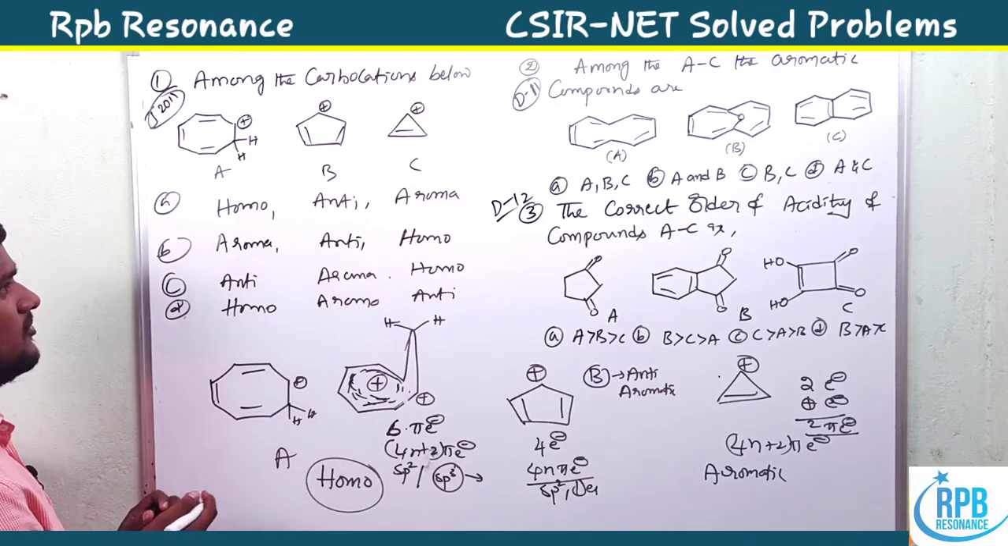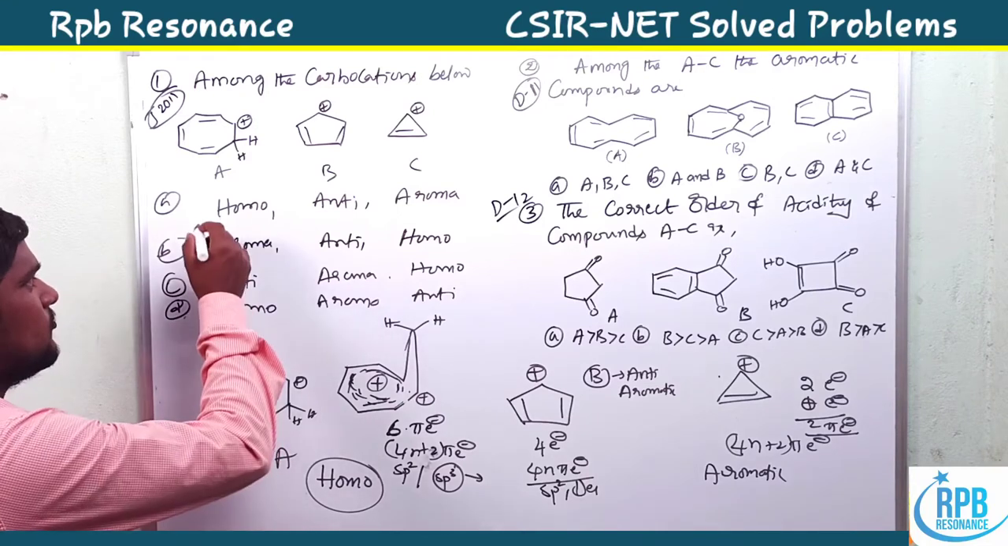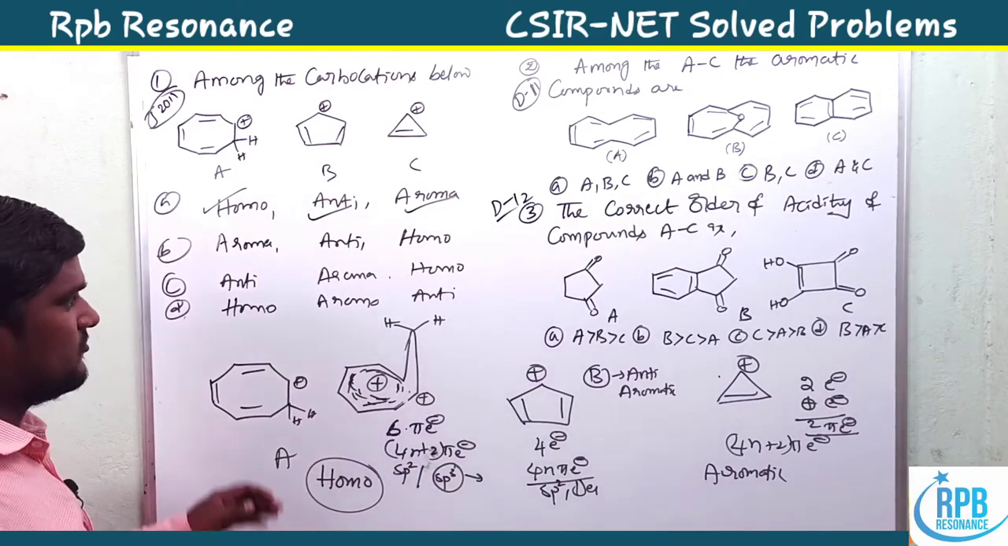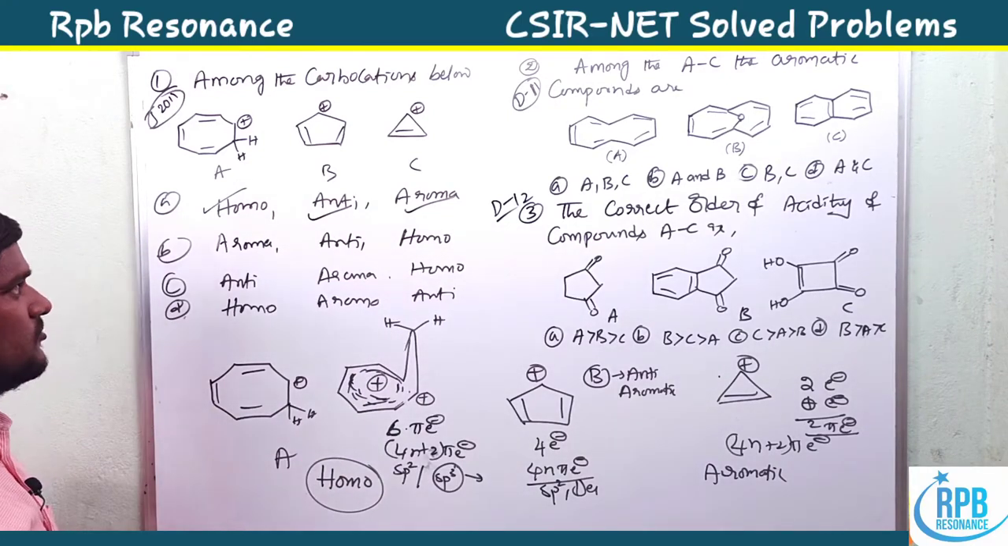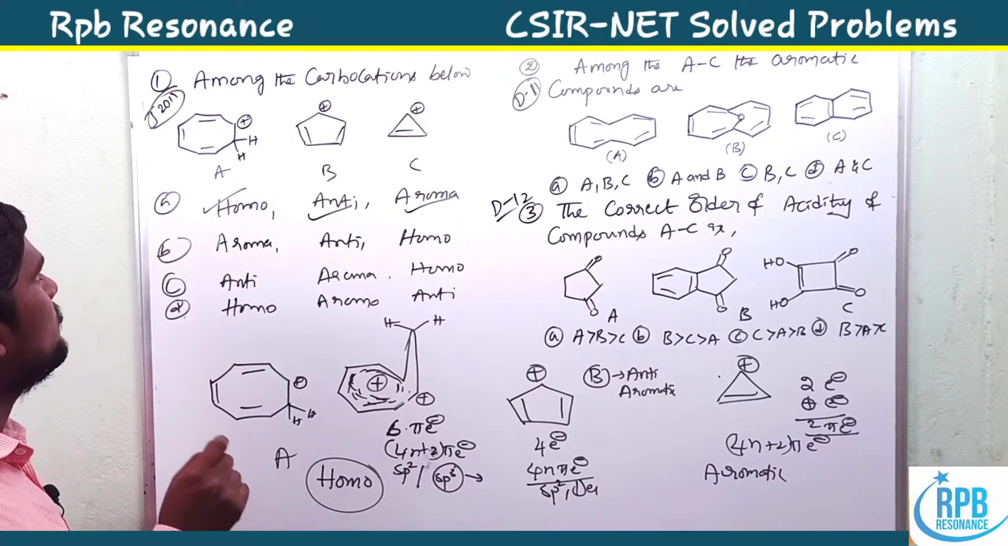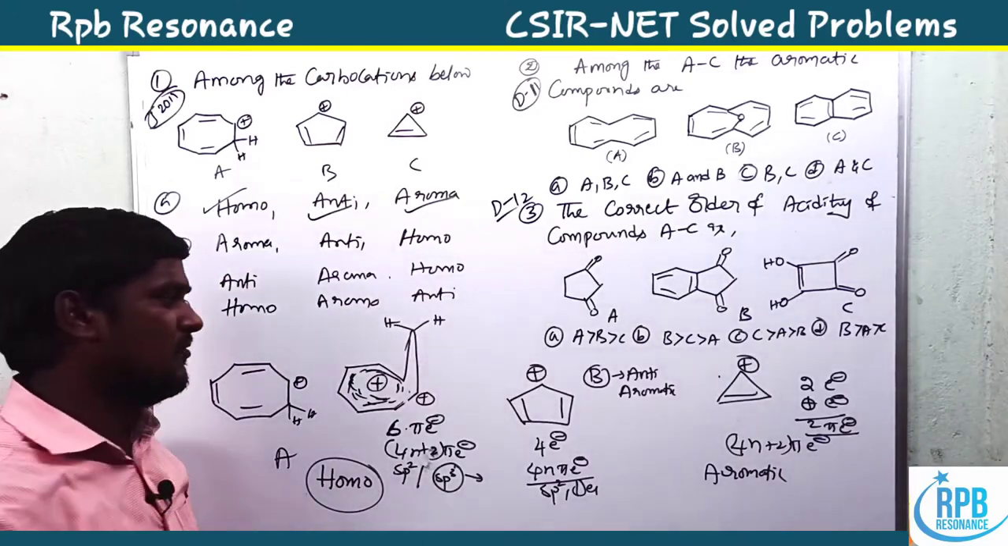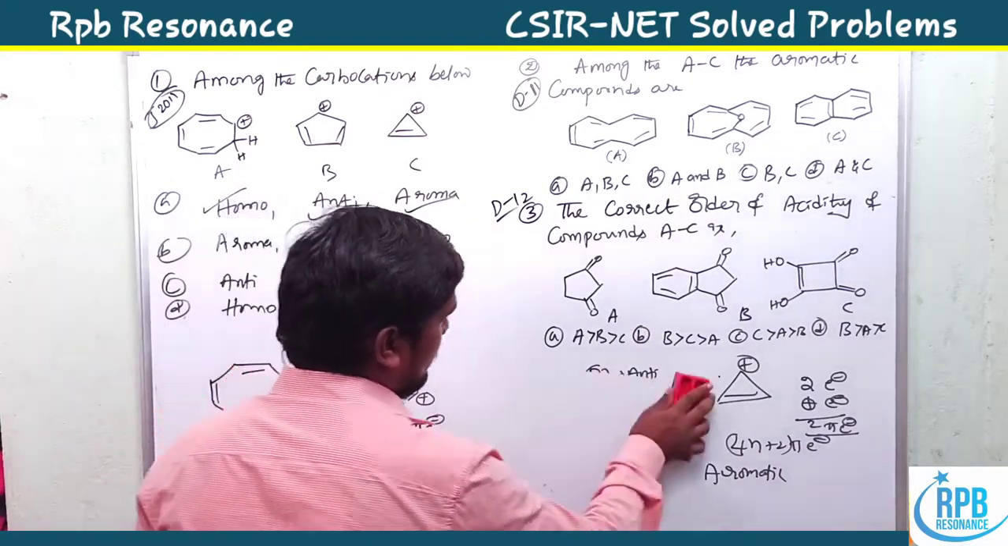Well, let's look at the options. A is homo, B is anti, C is aromatic. So this is the first option, and the remaining are all wrong options. So the first option is correct for the June 2011 CSIR question. Now let's move on to the other problems.